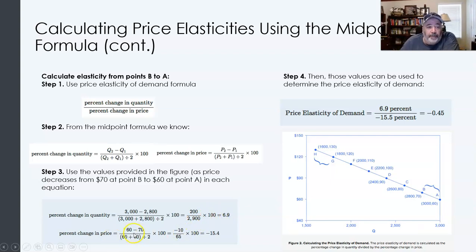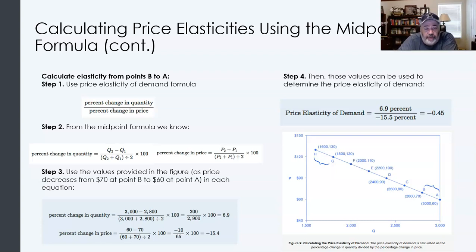And then for price, it went from 60 to 70, negative 10. The sum of that is 130, divided by 2 is 65. Negative 10 divided by 65 is negative 15.4. One of these is guaranteed to always be negative when you're dealing with demand, and this is a downward sloping curve. Quantity and price, this is demand. So now we've got 6.9 divided by 15.5, negative 0.45. Take the absolute value of that, 0.45, and we can say with all honesty that demand is relatively inelastic.